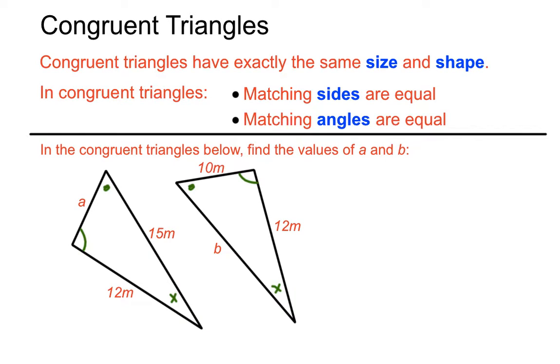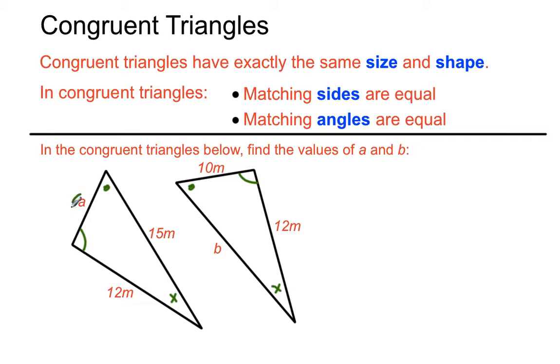Let's have a look at this one. In congruent triangles, they've told us these triangles are congruent, and they're asking us to find the values of A and B, a couple of missing sides here. So we'll see about matching sides. Matching sides are equal in congruent triangles. So let's have a look at A.